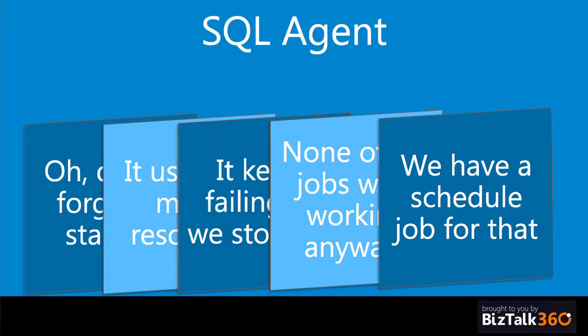And the same thing, none of the jobs were working anyway, so we just disabled it. Or the best one I saw: we started it every night with a scheduled task, because it takes so many resources, right? So we don't run it all the time, just when we feel like we need to do it. So it cleans up everything.